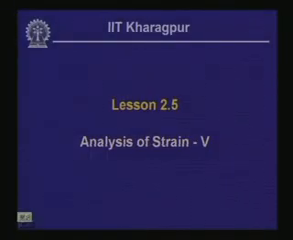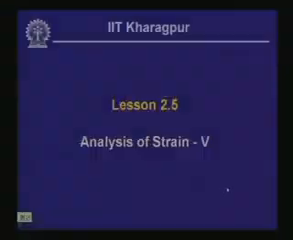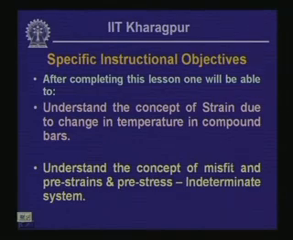Welcome to the fifth lesson on module 2, which is on analysis of strain, part 5. Now, in the last lesson we had discussed certain aspects of strain which are caused due to the change in temperature. In this particular lesson we are going to look into some more aspects of strain which are caused due to change in temperature, especially in bars or assemblies which are made out of different materials. Also, we will look into certain aspects of misfit or lack of fit.